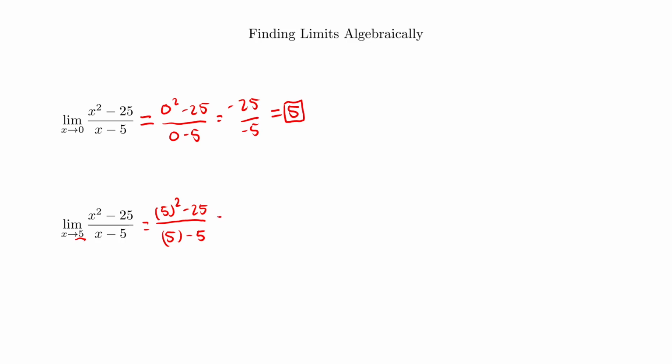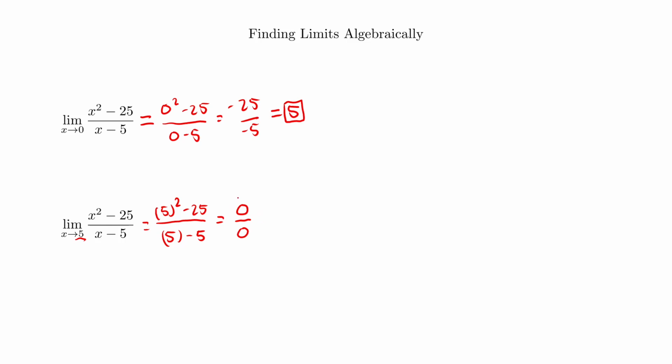But in this particular case, we get something interesting. 5 squared is 25, and 25 minus 25 is 0. And then 5 minus 5 is also 0. So we get something that looks like 0 over 0. Now, you might mistakenly think, oh, the limit is undefined at this particular point, which actually is not true. The limit happens to be defined in a case like this.